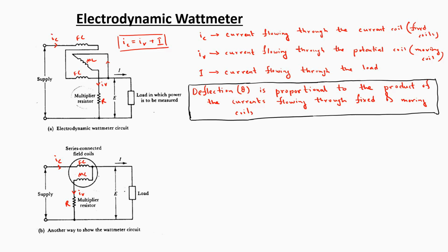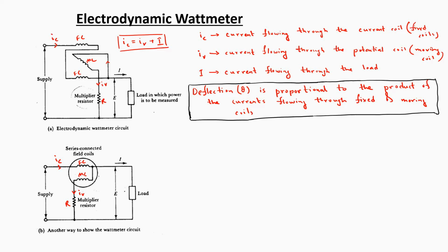Now the deflection theta that is going to take place due to the movement of the moving coil is supposed to be proportional to the product of the currents flowing through the fixed and moving coils. In presence of the magnetic field produced by the fixed coils, the moving coil is going to experience some force. So here the moving coil is carrying a separate current, which is represented as IV.